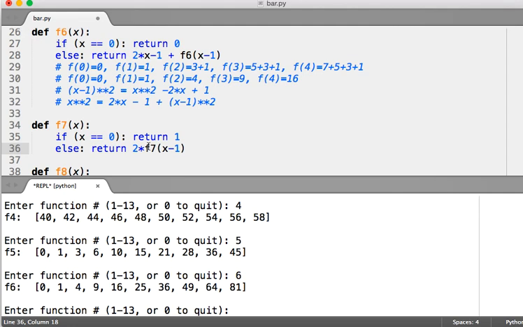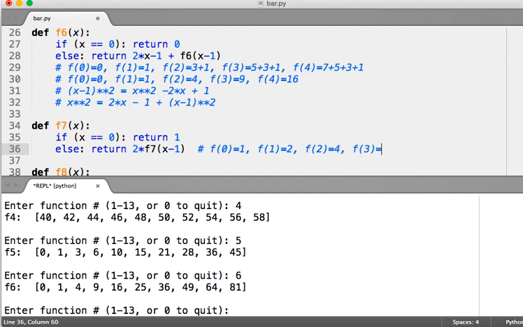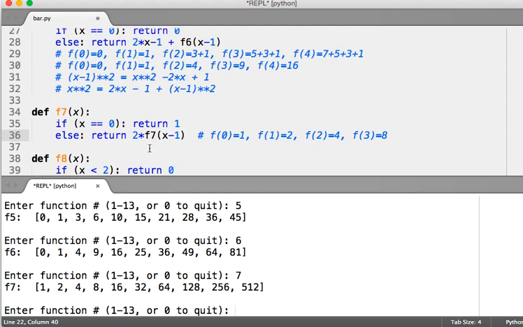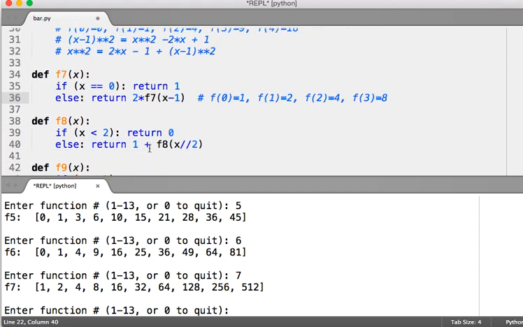Now instead of adding, we're multiplying. Aha, let's see what that does. It changes function families on us. f of 0 is 1. f of 1 is 2 times f of 0, which is 2. f of 2 is 2 times f of 1, so that's 4. f of 3 is 2 times f of 2, so that's 8. Aha, it's the powers of 2. So let's punch in 7 here, and 1, 2, 4, 8, 16. It's the powers of 2. So the difference between 2 plus f7 and 2 times f7 is dramatic, as it turns out.